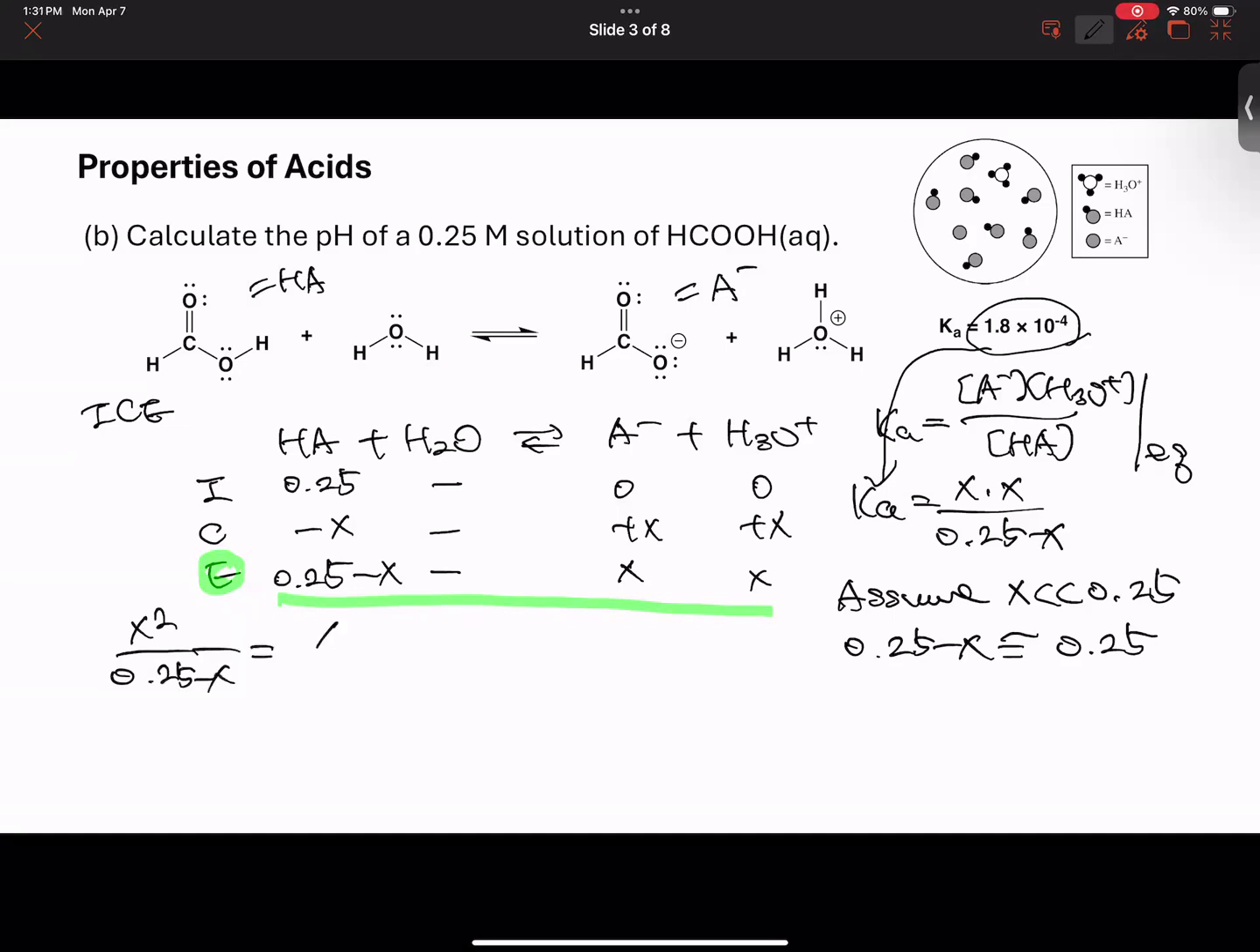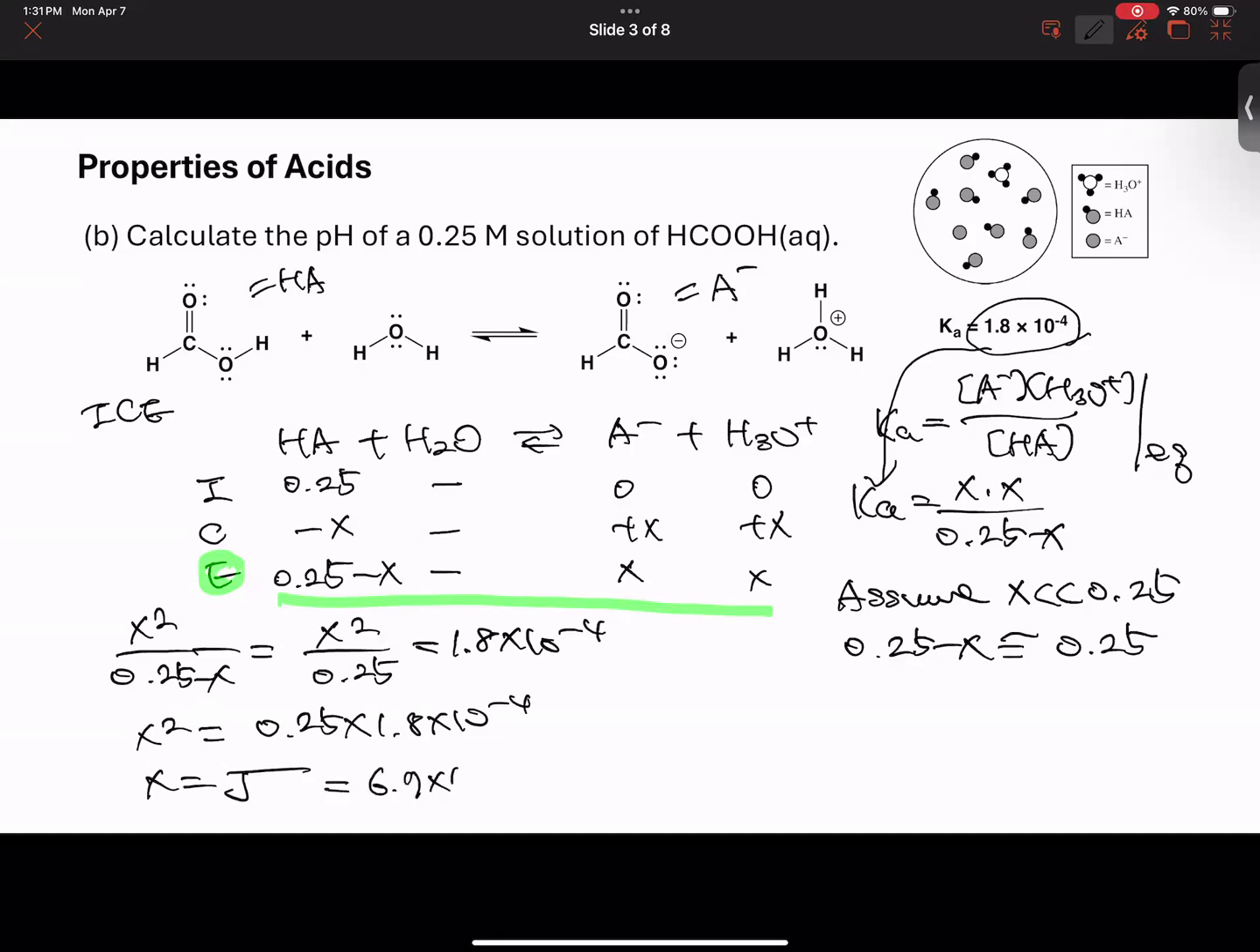The denominator is simplified. It is simply 0.25, and let's plug in the Ka value, 1.8 times 10 to the negative 4. Here now X squared is equal to 0.25 times 1.8 times 10 to the negative 4. X is equal to the square root of those values, which is 6.7 times 10 to the negative 4 molarity.